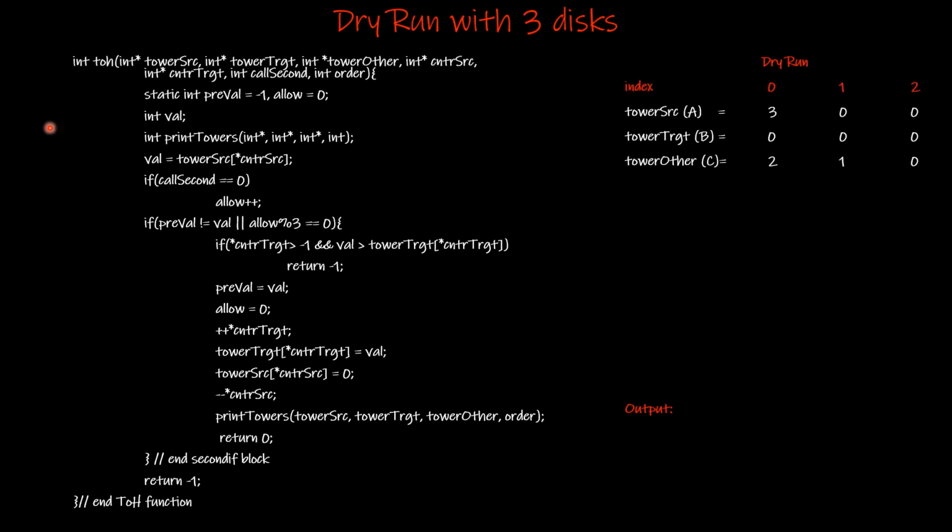So these are the values of our towers. Our source tower is A and target tower is B. Counter source is set to 0, target is -1 because B does not have a value or a disk. Call second is 0 because we are calling this function for the first time for this cycle for the tower A. The order is 1, 2, 3. Previous value was 1. Allow is again 1 from the previous function. Val is created. Okay. Then print towers is declared.